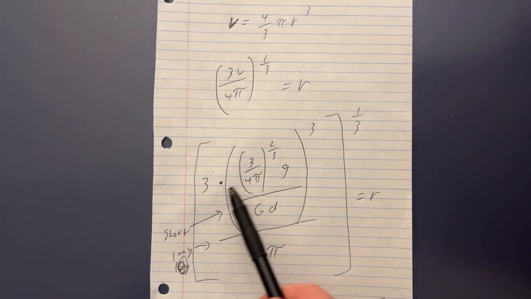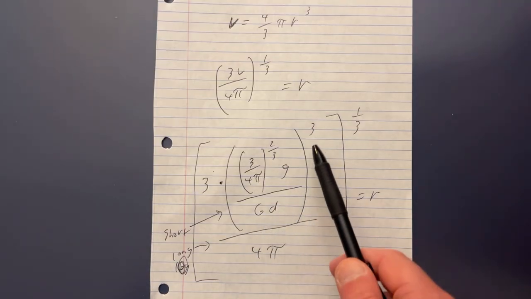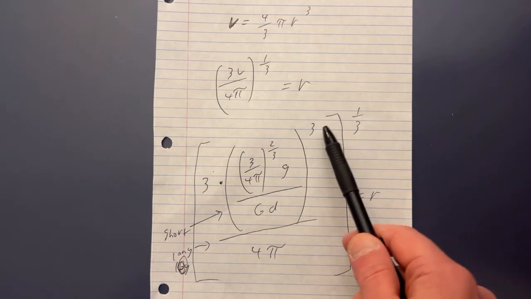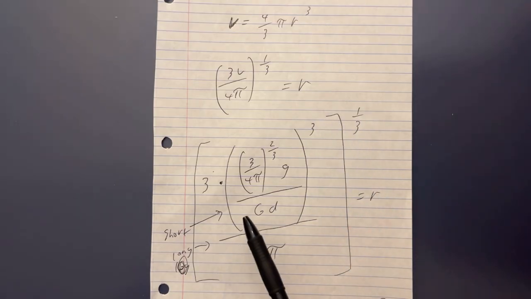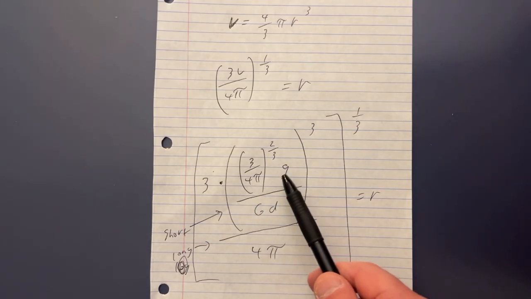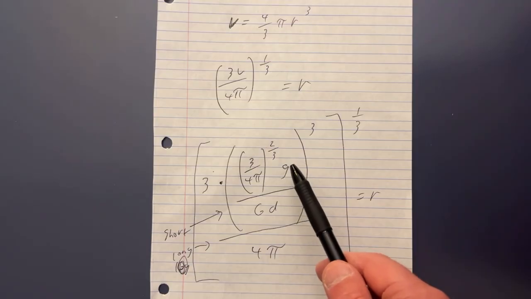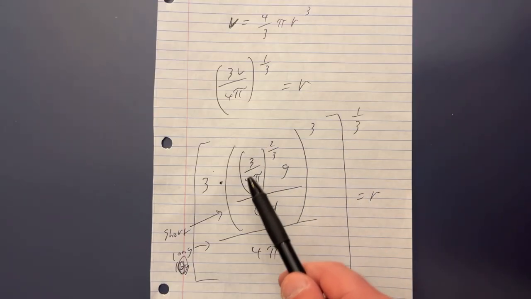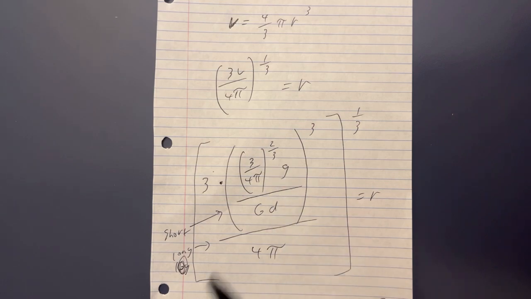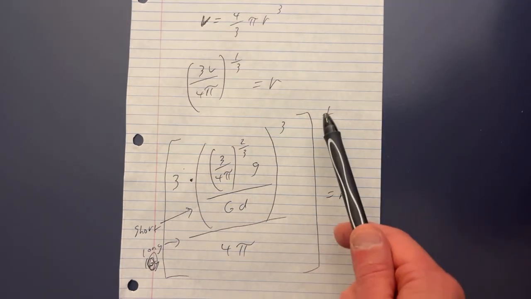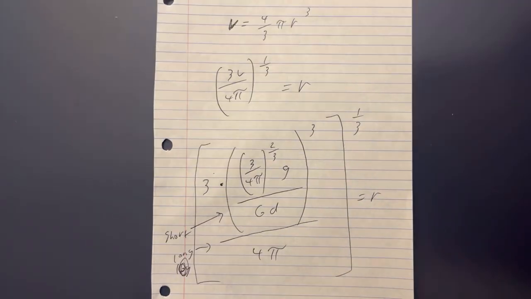I'm going to start distributing all these exponents through. Notice right here, for example, capital G, lowercase d, we have an exponent 3 and 1/3. That'll cancel out and become 1, so that capital G, lowercase d, stays as a 1 exponent. G here, from gravity, stays as a 1 exponent. 3 over 4 pi to the 2/3 stays as 2/3. 3, however, will just have 1/3 as the exponent. This 4 pi will stay as a 1/3 exponent.